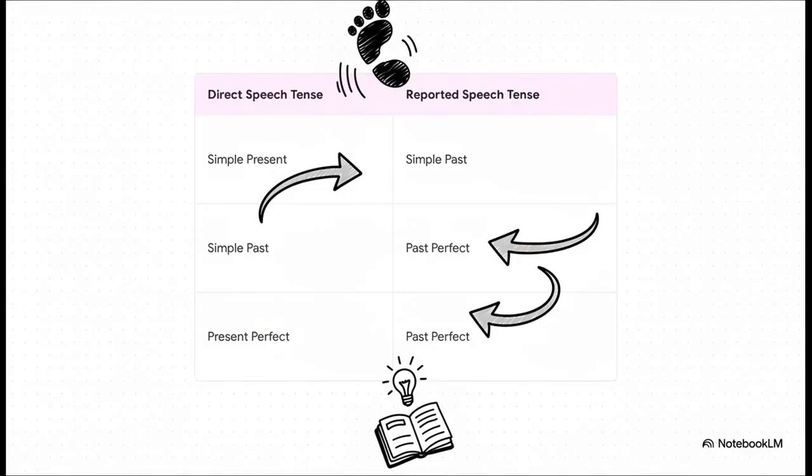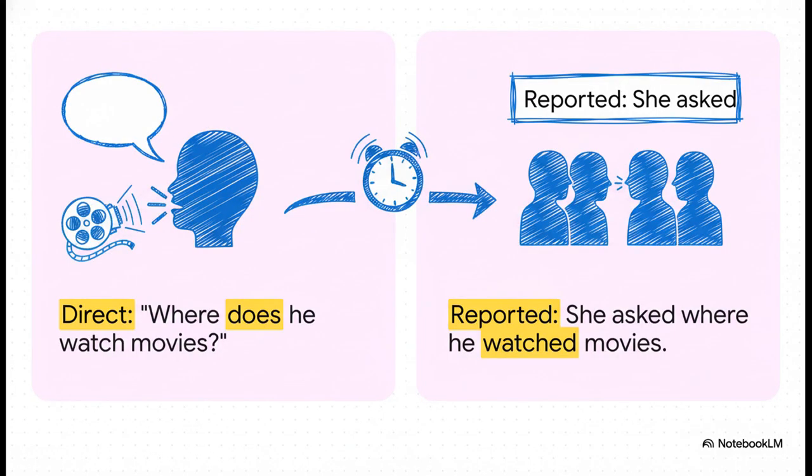And this table makes that whole step back rule so clear. Just look at it. Simple present hops back to simple past, and then both simple past and present perfect take that same step back to become past perfect. Seriously, this chart is basically your secret weapon. Okay, let's see this thing in action. The direct question is, where does he watch movies? That does watch, that's simple present, right? So when we report it, we just take that step back to the simple past, and it becomes watched. She asked where he watched movies. See? Follows the rule perfectly.